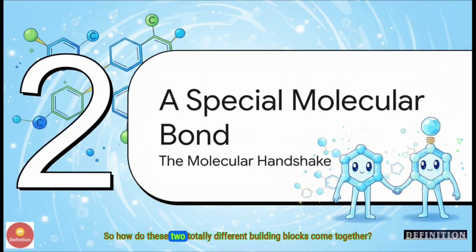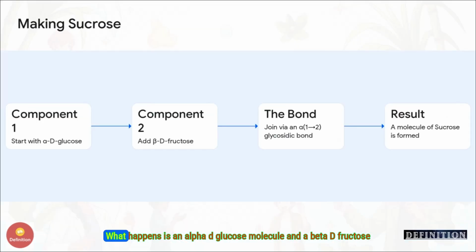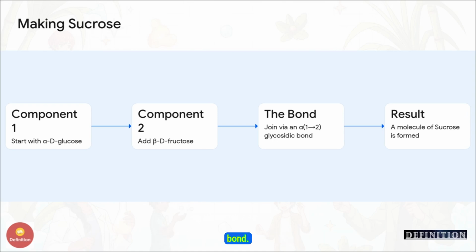So how do these two totally different building blocks come together? Well, this is where it gets really interesting. It's not just some random connection. It's a very, very specific molecular handshake. What happens is an alpha-D glucose molecule and a beta-D fructose molecule link up. The special bond they form is called an alpha-1,2 glycosidic bond, and that very precise connection, well, that's what creates the disaccharide we all know as sucrose.